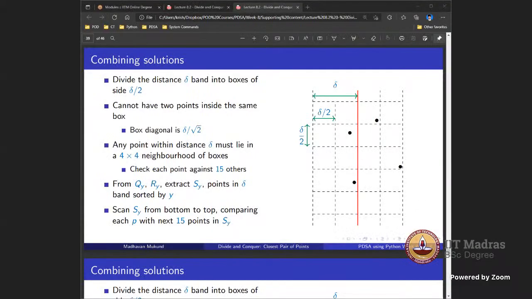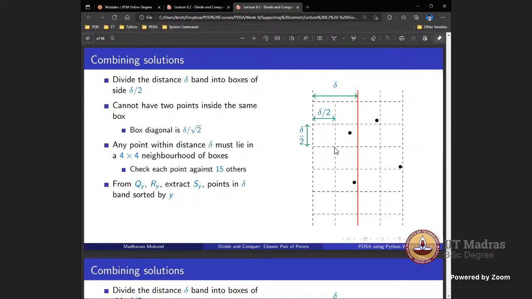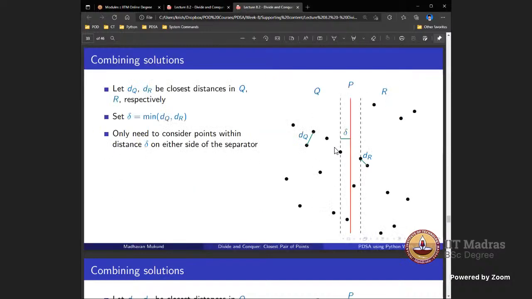Okay, this one, right? The way it works is, we know delta. Delta is the smallest distance among every two points in the Q region of Q. Delta is the minimum of both of the two.